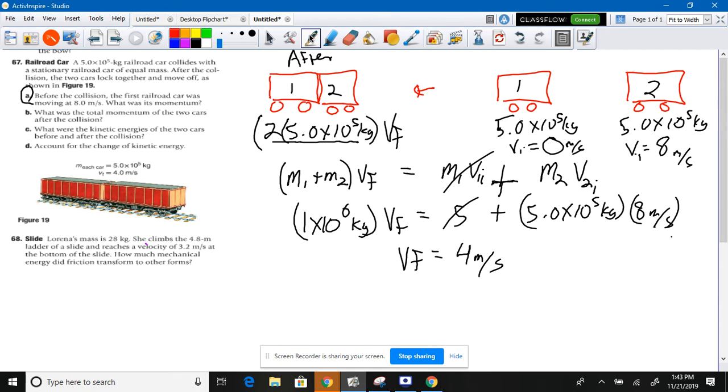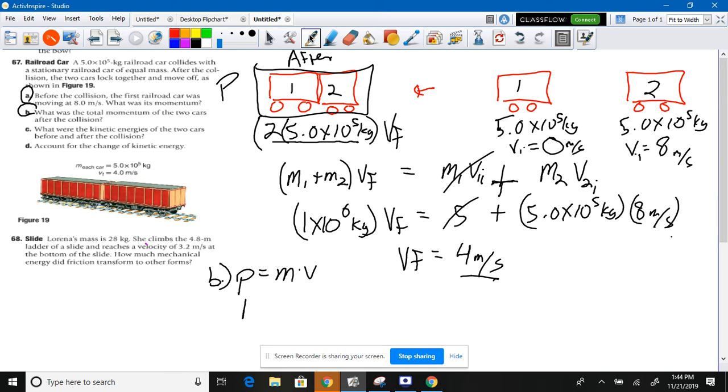Which would make sense because if this is 8 with half the mass and all of a sudden we double the mass, then we halve the velocity. That was simple. But number B, what was number B here? What was the total momentum of the two cars after the collision? We're only interested in the P after. For part B, we're only interested in P equals mass times velocity. Now, the velocity was 4.